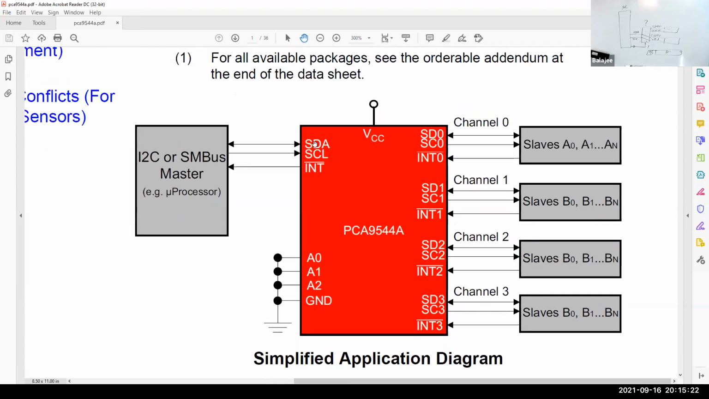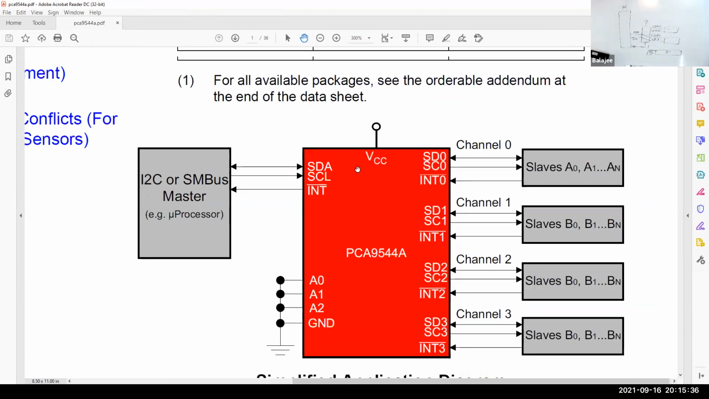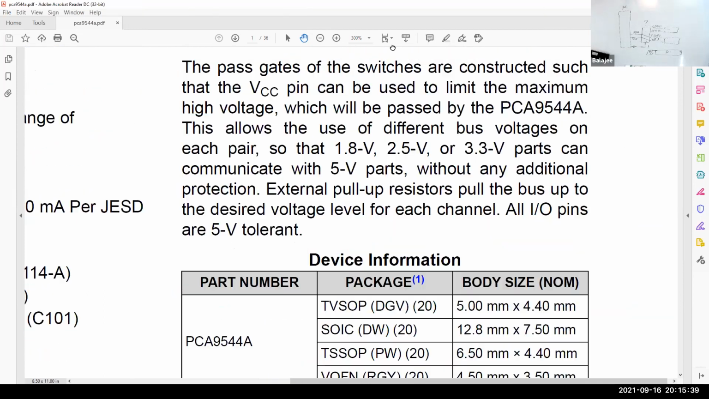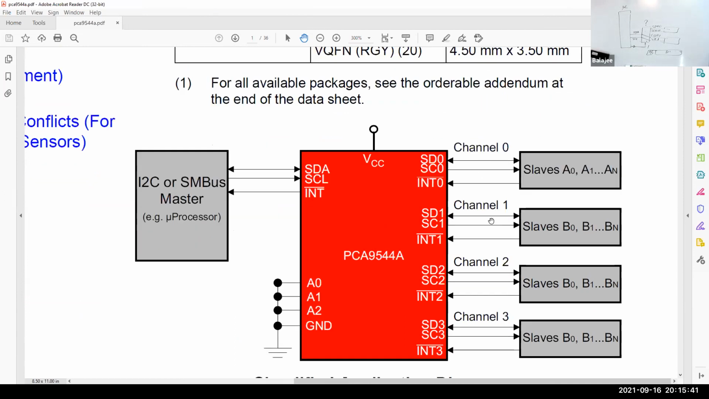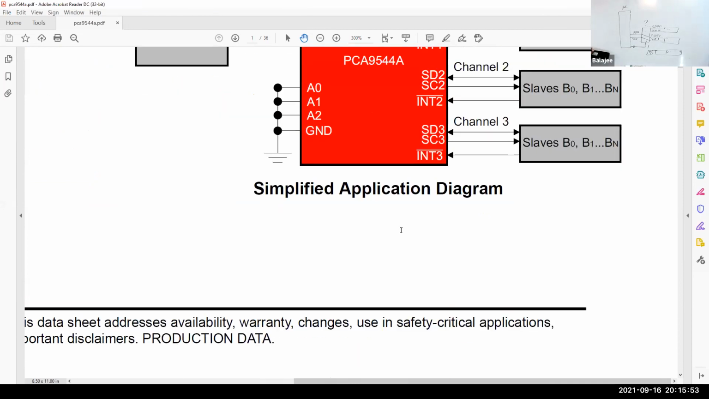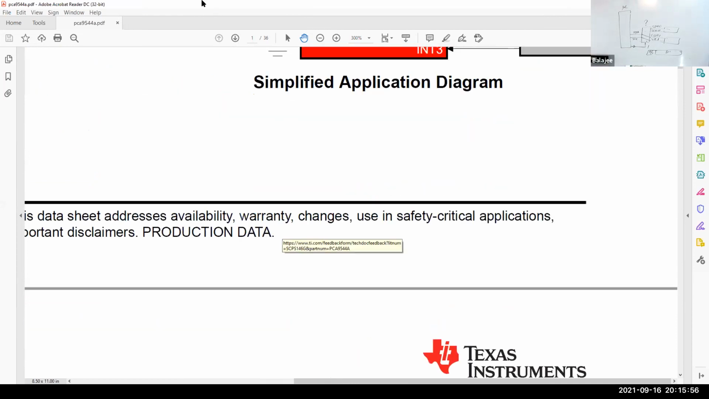Now I've shown you two things. This is a 1 to 4 mux. That means I connect each one, and I can connect 127 devices into 4, that many can be connected on a single system if I use this mux. This is a separate bus, this is a separate bus. Channel 0, channel 1, channel 2, channel 3.